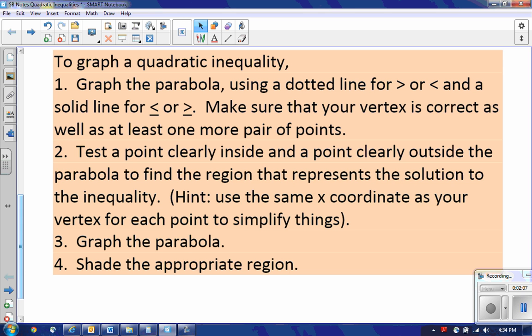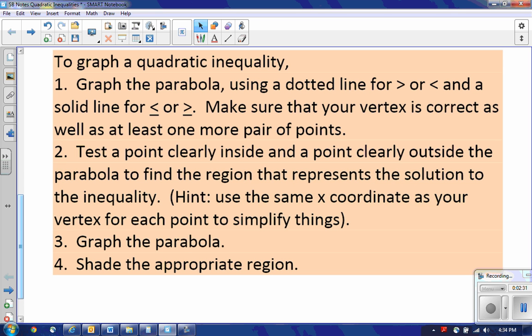Make sure that your vertex is correct, as well as at least one more set of points. To test a point, you want to choose one clearly inside the parabola and clearly outside the parabola to find the region that represents the solution to the inequality. You have to be a little more careful than you do with lines. Sometimes greater than means inside, sometimes it means outside. So you always want to test points.